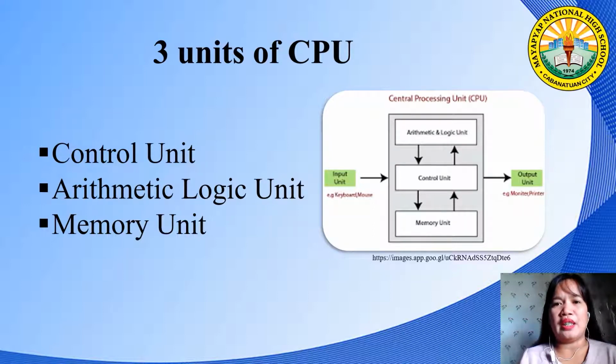Control unit directs different parts of the computer to carry out instructions. It controls communication and coordination between input and output devices. Arithmetic logic unit performs all arithmetical calculations such as addition and multiplication and makes a logical decision. Memory unit stores data and instructions to process data.